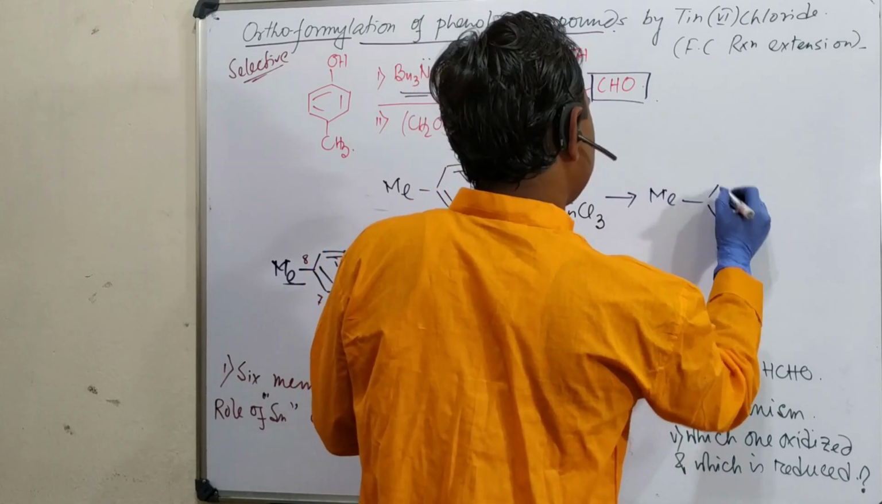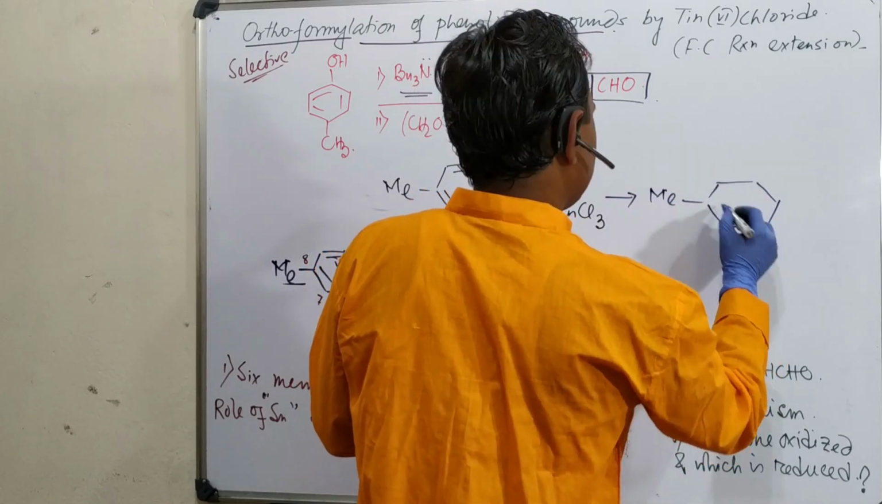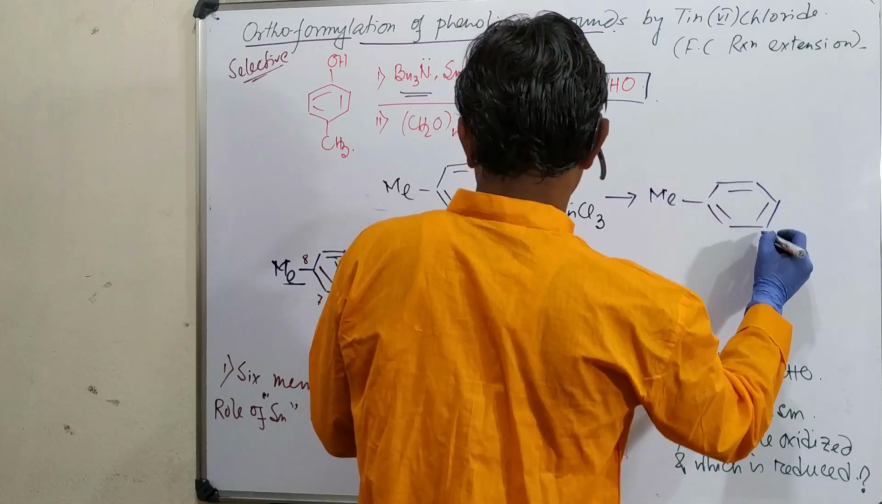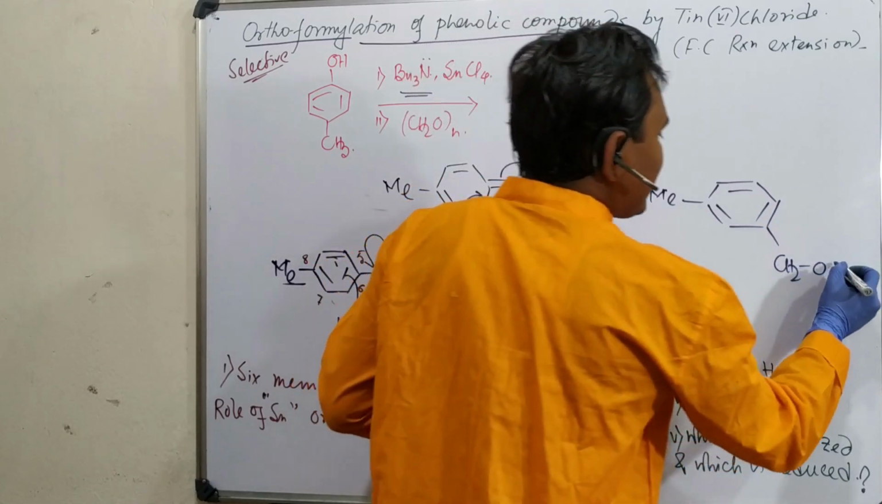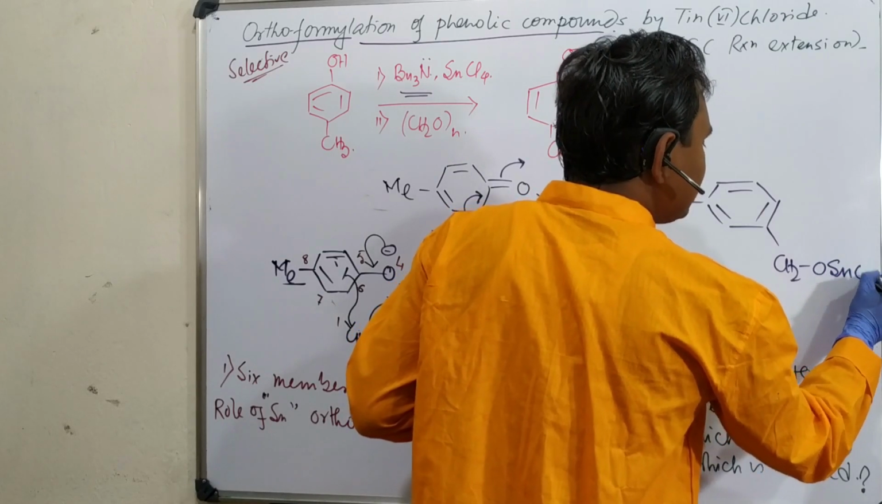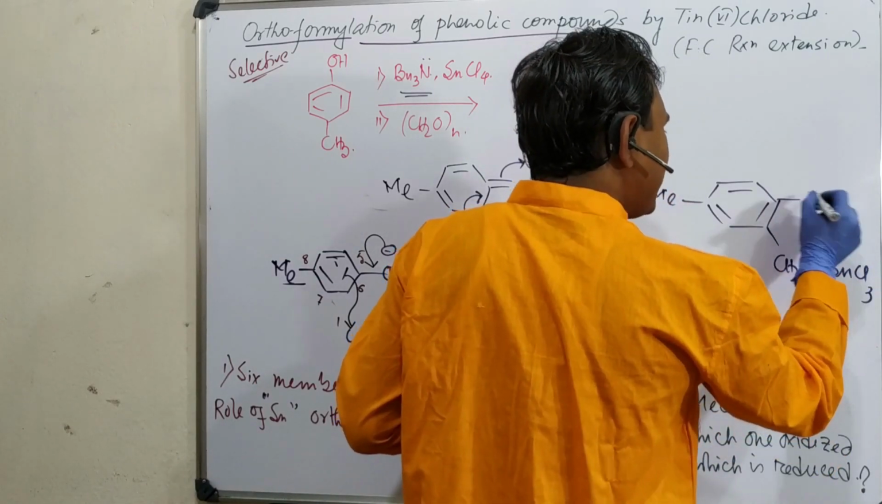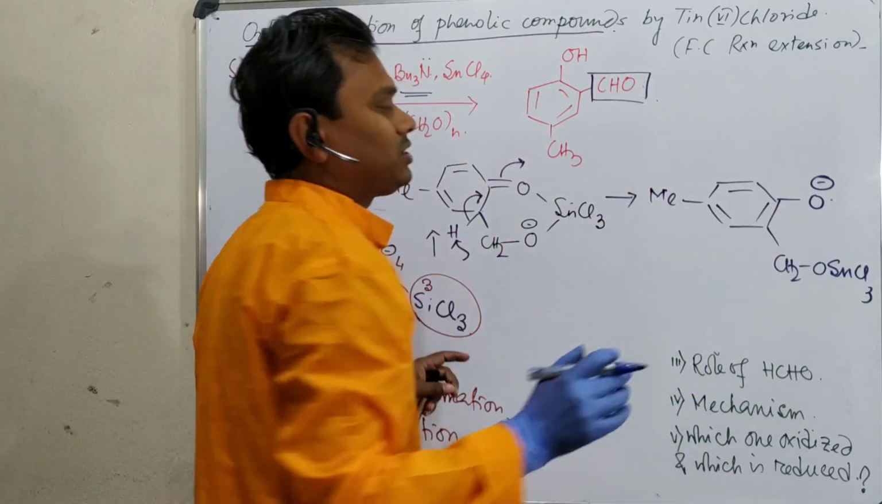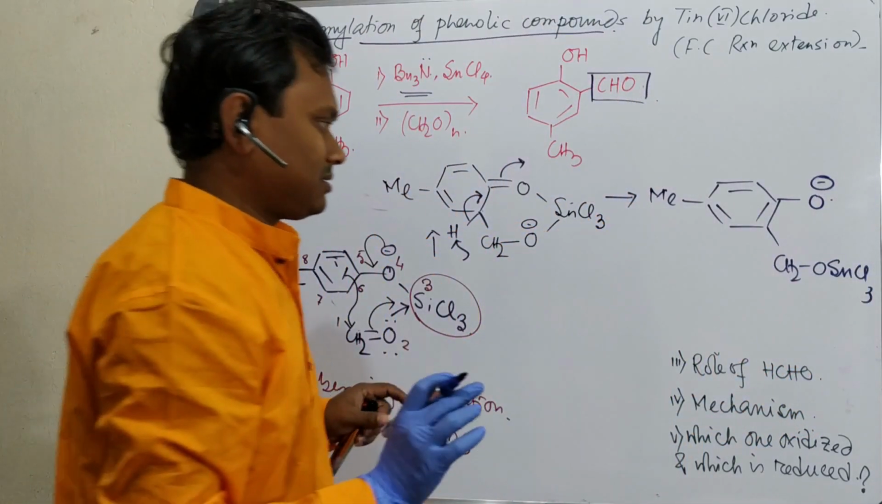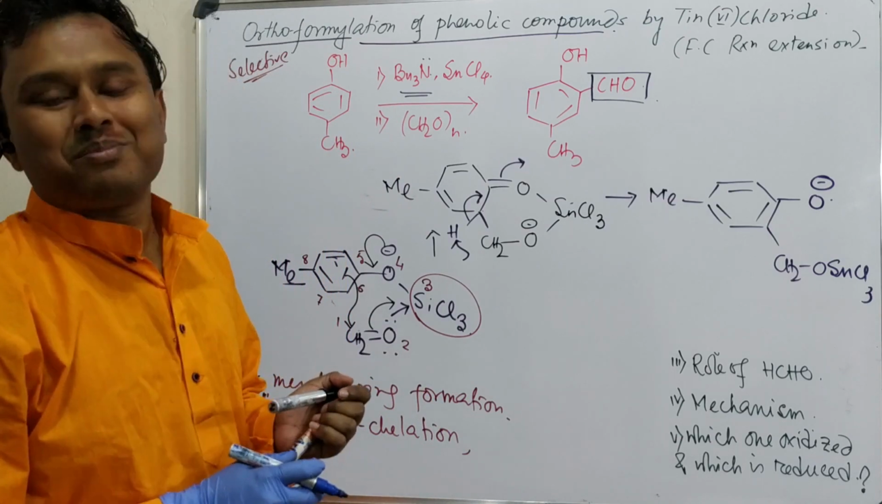This is methyl, this CH2O SnCl3. Now you can, I guess, understand. So this is O minus. So it can coordinate or not depending on the situation, doesn't matter. Okay. In the next stage, what happens?